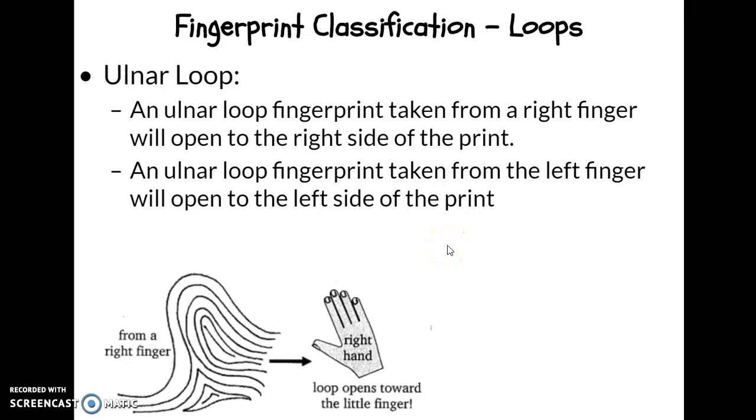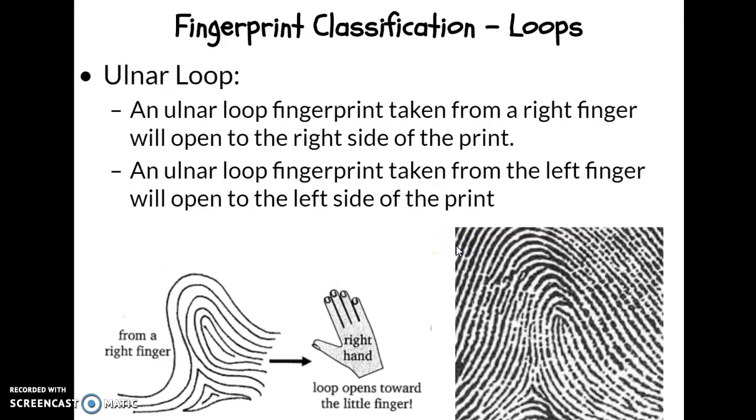So if you hold your right hand up and take a fingerprint from that first finger, and it points towards the right side, towards your pinky, then it is an ulnar loop. So here's an image of an ulnar loop.